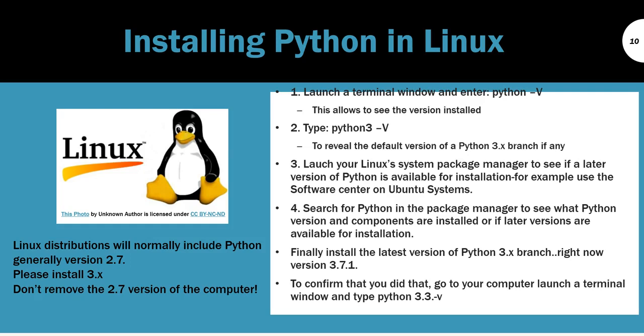To confirm that the latest version of Python is available on your computer, launch your terminal window and enter python3.7 -V, which is this command over here. It's the last one that we have on the last line. You can now use the command python3.7 to have the Python interpreter process your programs.